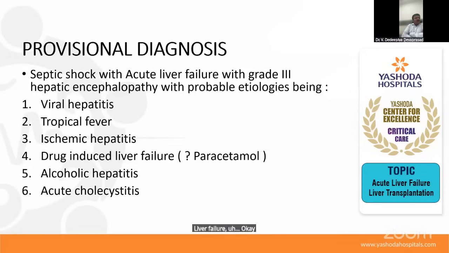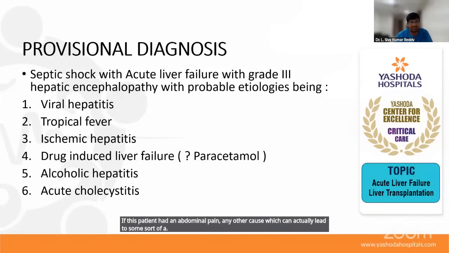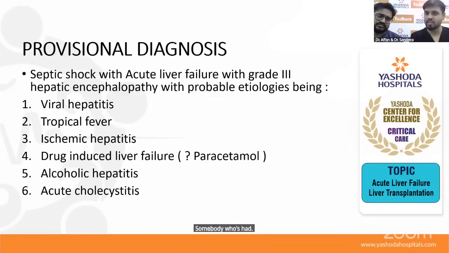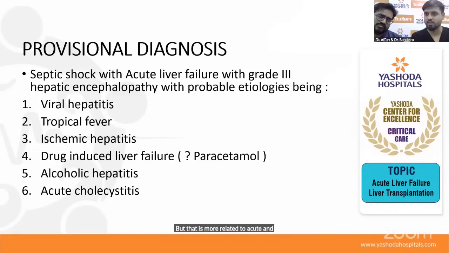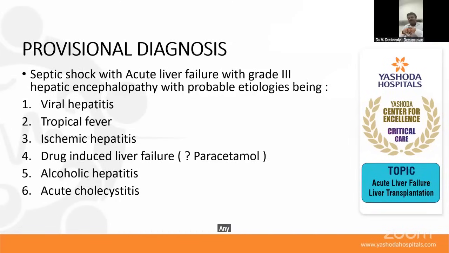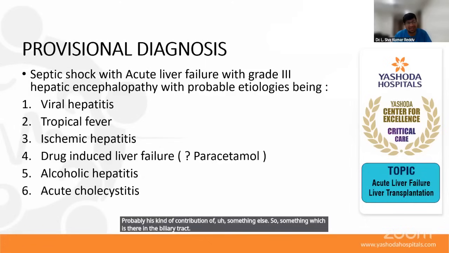Okay, Dr. Shiva, anything that you would want to ask? If this patient had abdominal pain, is there any other cause which can lead to some sort of acute liver failure situation? Any other severe abdominal pain? Sir, alcoholic hepatitis in the background of binge drinking usually presents with severe abdominal pain, but that is more related to acute or chronic liver failure. So something which is there in the biliary tract can cause it.